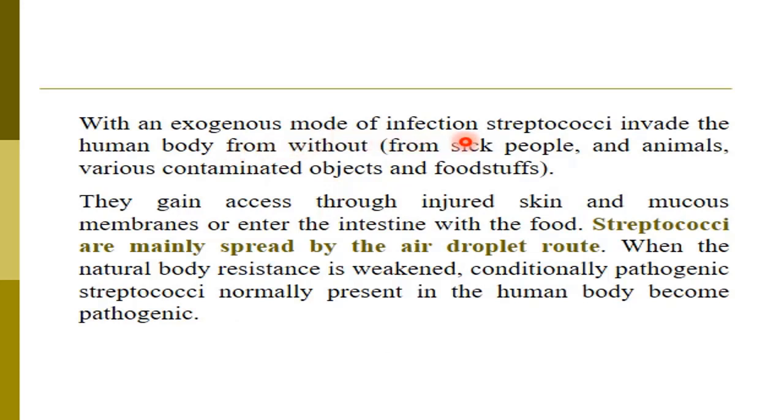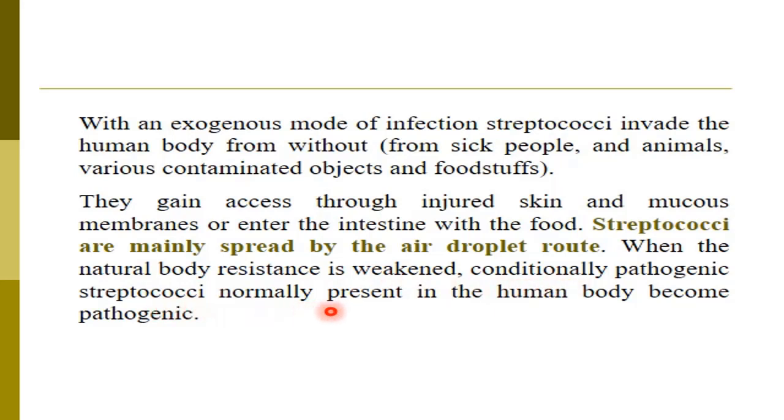With an exogenous mode of infection, Streptococci invade the human body from without, from sick people and animals, various contaminated objects and foodstuffs. They gain access through injured skin, as well as from abrasion of the skin and mucous membrane, or enter the intestine with the food. Streptococci are mainly spread by the air droplet route. So the mode of infection can also be from an oral cavity infection.